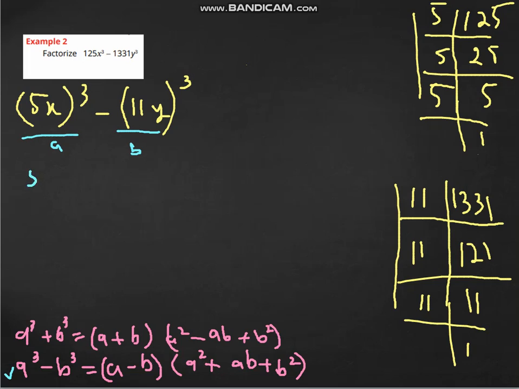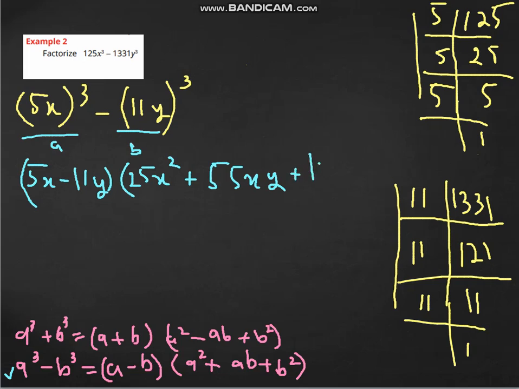a minus b, which means 5x minus 11y, then a squared, which means 5 times 5 is 25 x squared, plus 5 into 11 makes 55xy, plus b squared, which means 121 y squared. That's pretty much it.